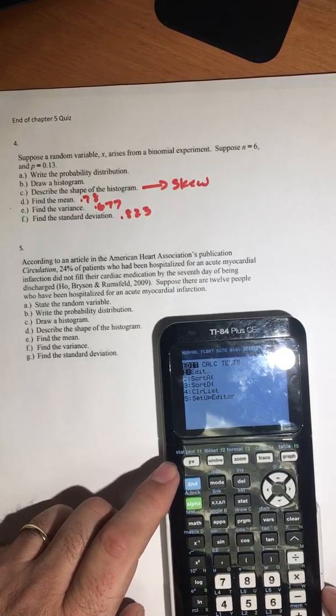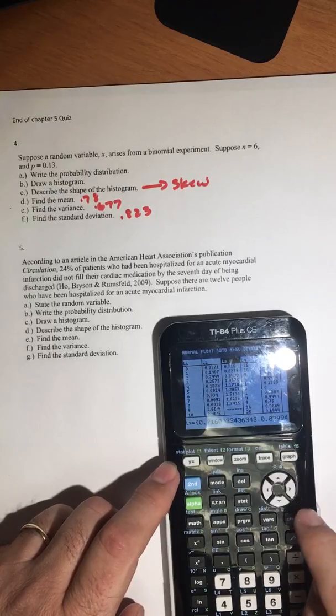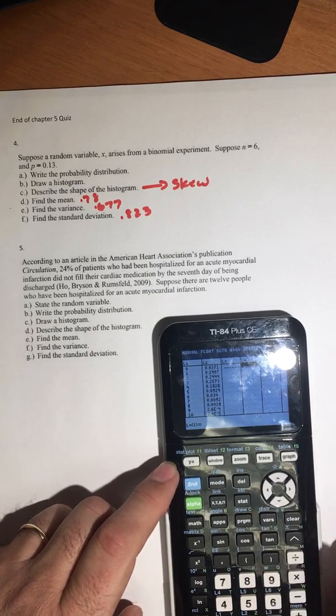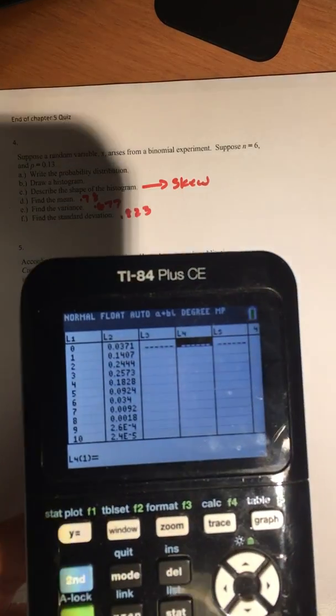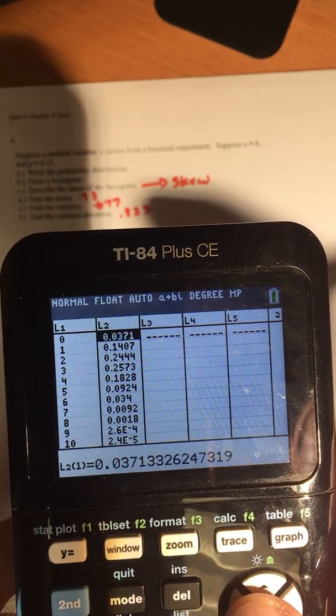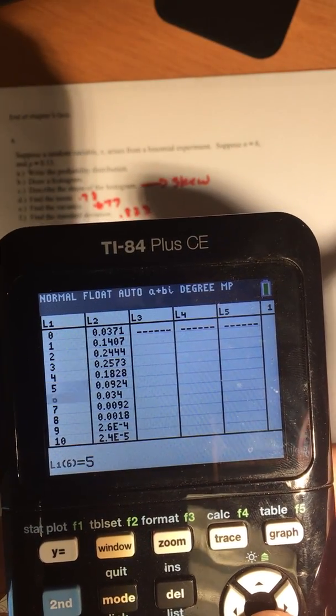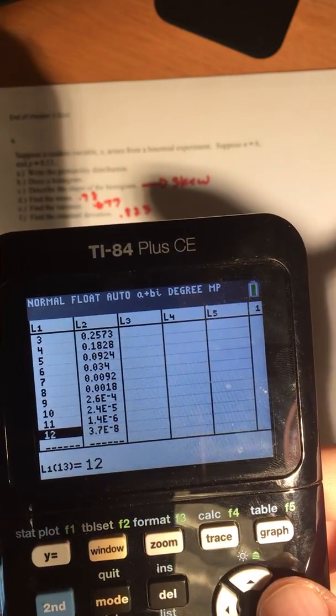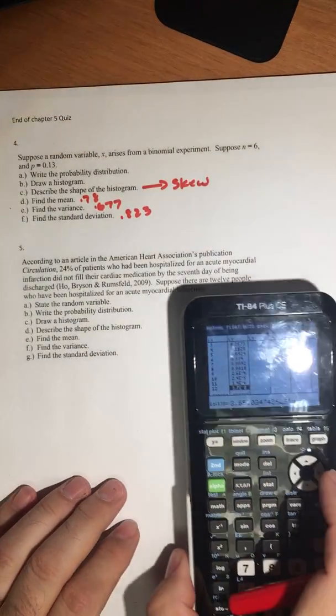And now if I go stat edit, and let's get rid of all this stuff here, clear that out and clear that out so you can see this a little better. So there is my probability distribution all the way down through 12. So I have the probability distribution.